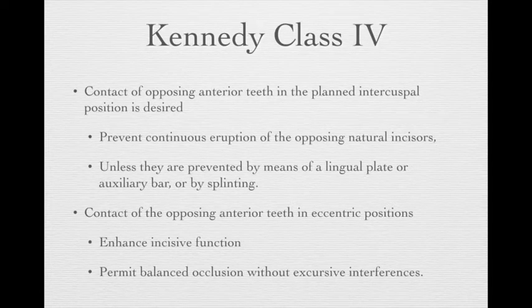In Class IV cases, it means that the RPD teeth oppose the anterior natural teeth. Remember in complete dentures, we said we wouldn't like the artificial anterior teeth to have contact, because we want to prevent the denture tilting. But in RPD cases, we are likely to have contact of opposing anterior teeth. The reason is we want to prevent the continuous eruption of opposing natural incisors.